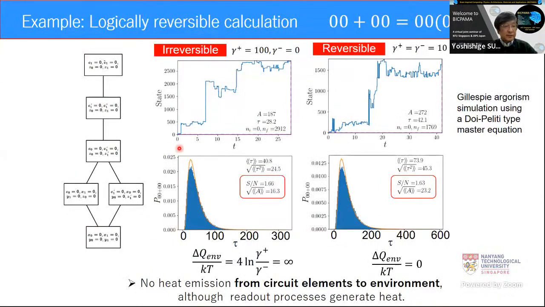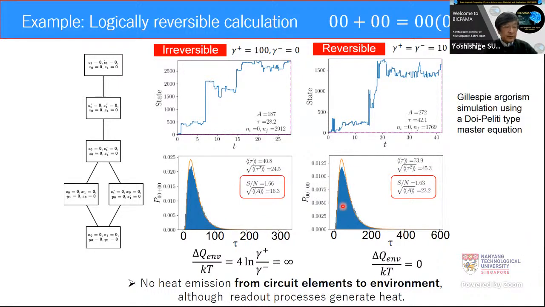Since the circuit is based on the thermal fluctuation, the calculation time is scattered like this. Here is the distribution of the calculation time for 2 cases. The left-hand side corresponds to an irreversible process. And the right-hand side shows the distribution for the reversible process. The reversible process uses longer time for the calculation. Here this is 100 and here this is 200. So it takes about 2 times longer for the calculation.